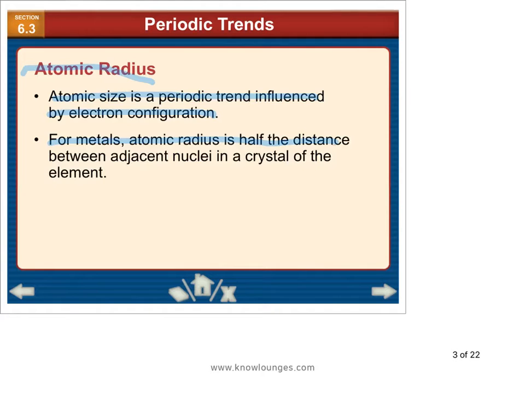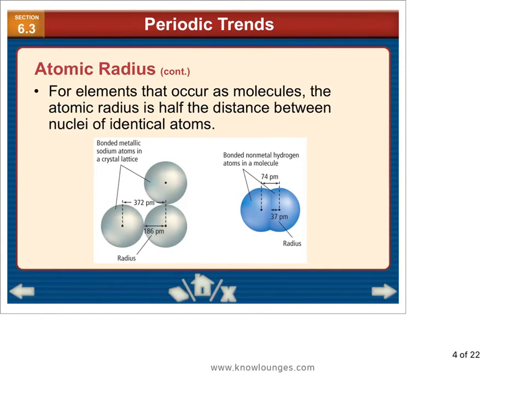You have metals. The atomic radius is defined to be half the distance between adjacent nuclei in a crystal of the element. If it occurs as a molecule, the atomic radius is half the distance between nuclei of identical atoms. So we measure in a metal such as sodium half the distance between the centers of the two atoms, and in something like hydrogen, a diatomic molecule, half the distance between the two atoms that are bonded together.